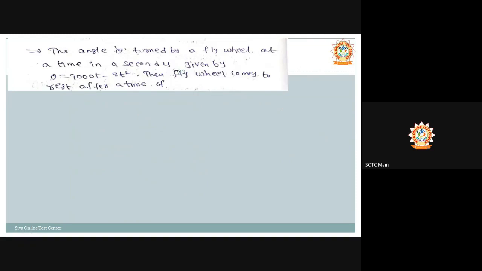The angle theta turned by a flywheel at a time t in a second is given by theta is equal to 9000t minus 8t square. Then flywheel comes to rest after a time of.